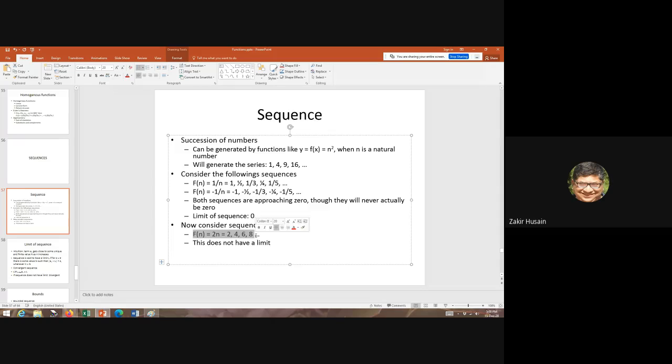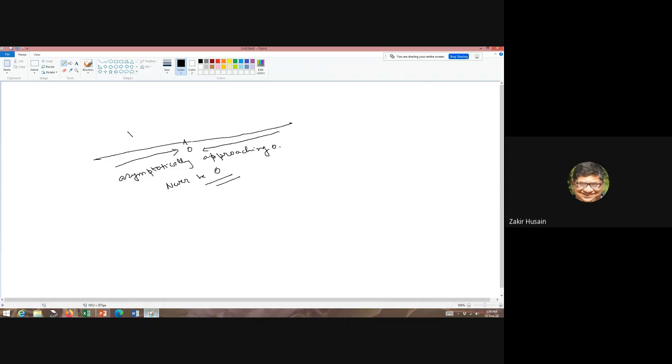In this case, the series just goes on increasing. It does not have a limit. So series which do not have a limit are called divergent. Series which have a limit are called convergent. You can think of it in this way. Suppose you have a value n. The series is converging to n. It is decreasing, but it is converging to n. Here also you'll see it is converging to n.